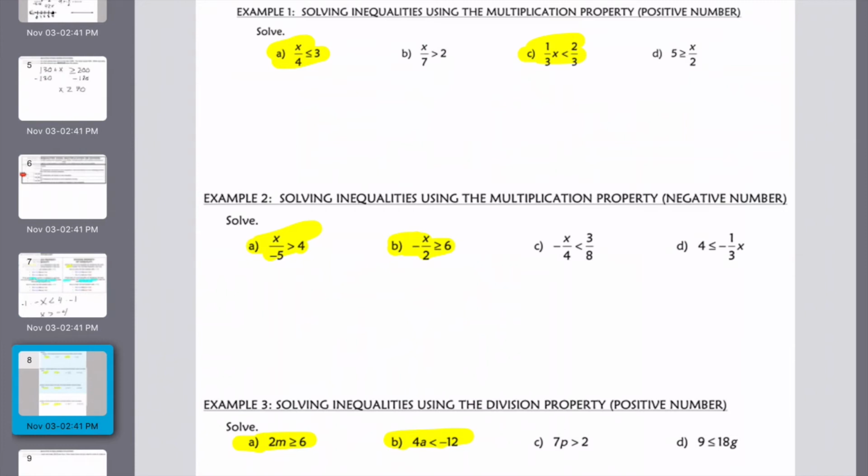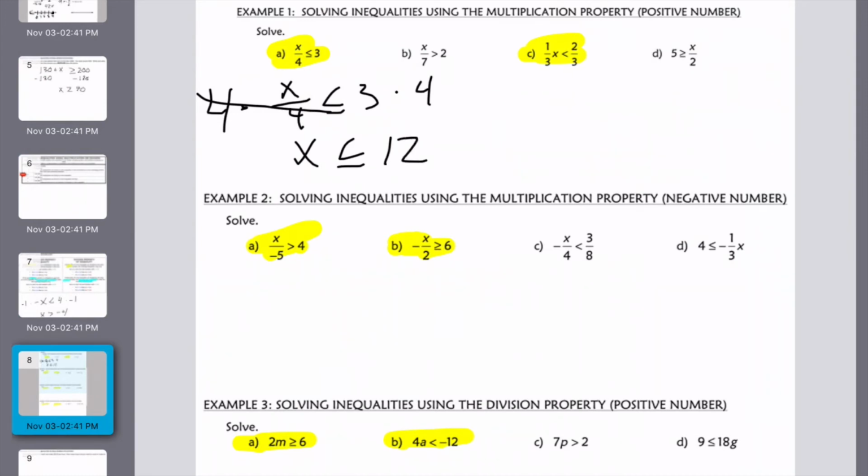Example number 1a, I have x over 4 is less than or equal to 3. I just need to try to solve this. Now remember, when I'm trying to eliminate a fraction, I can multiply by my lowest common denominator. In this case, that means I can multiply by 4 on both sides. So let me rewrite the problem here. I'm going to multiply by 4 on both sides. My denominators cancel out, and I'm left with x is less than or equal to 12.